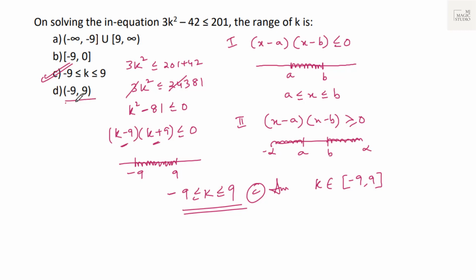But here this open bracket is given. That's why we are not marking this. Obviously, an equals to sign is also there. If there is no equals to sign, then we can say if it is like minus 9 less than k less than 9, then k belongs to open bracket minus 9 to 9. So option C is the pick. Let's move on.